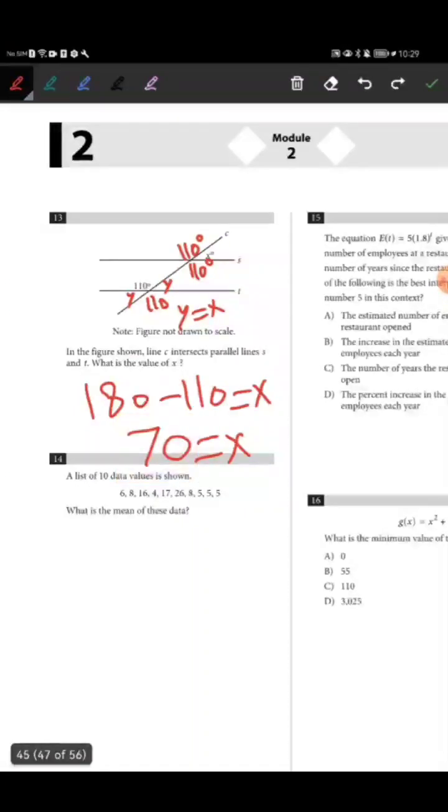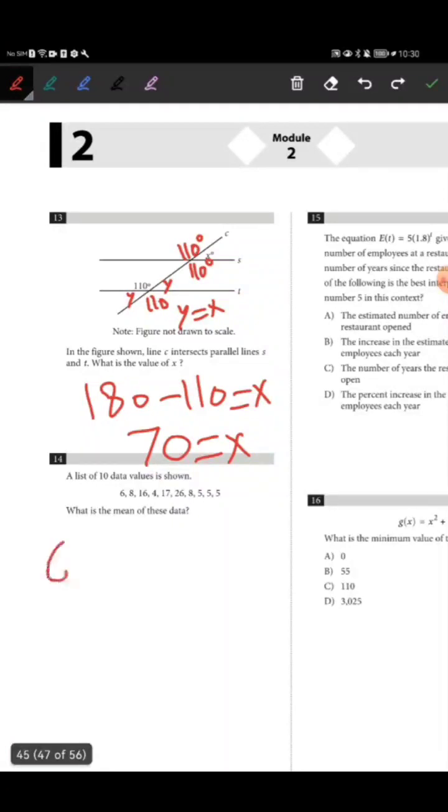Now, a list of 10 data values is shown: 6, 8, 16, 4, 17, 26, 8, 5, 5, 5. What is the mean of these data? To find the mean, we take the sum of the data values divided by their number. So these are 10 data values, and we need to add them all together and divide by 10.